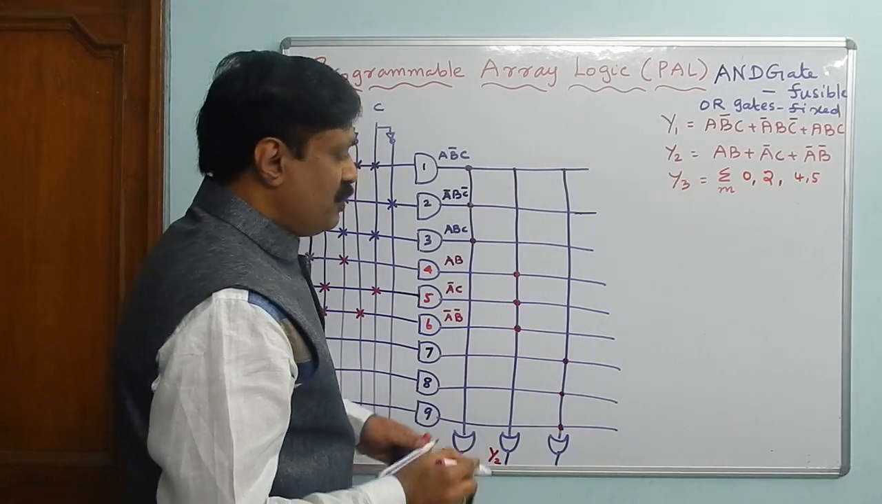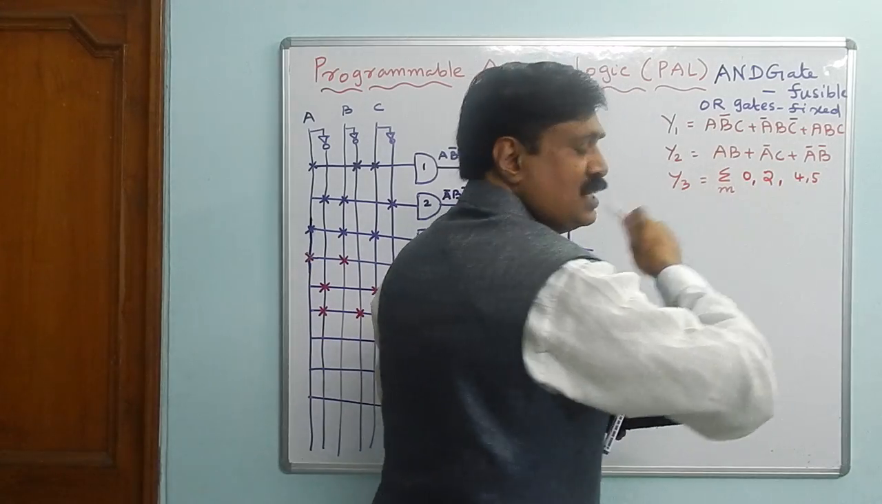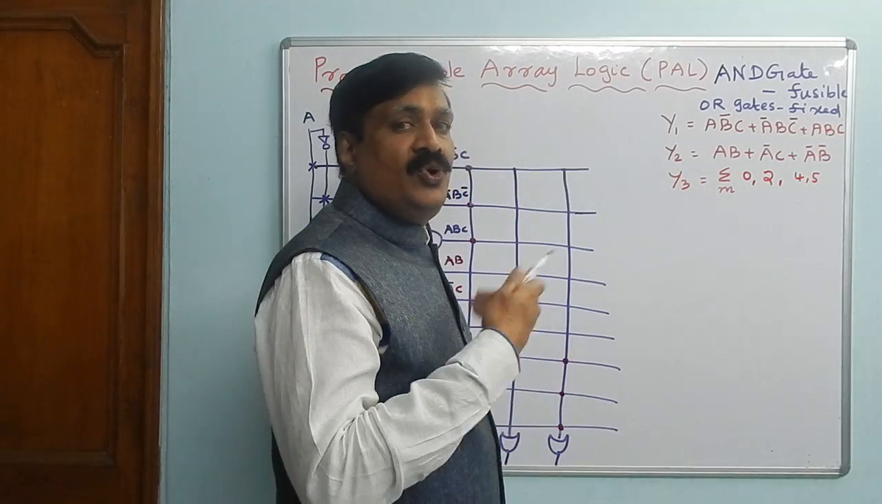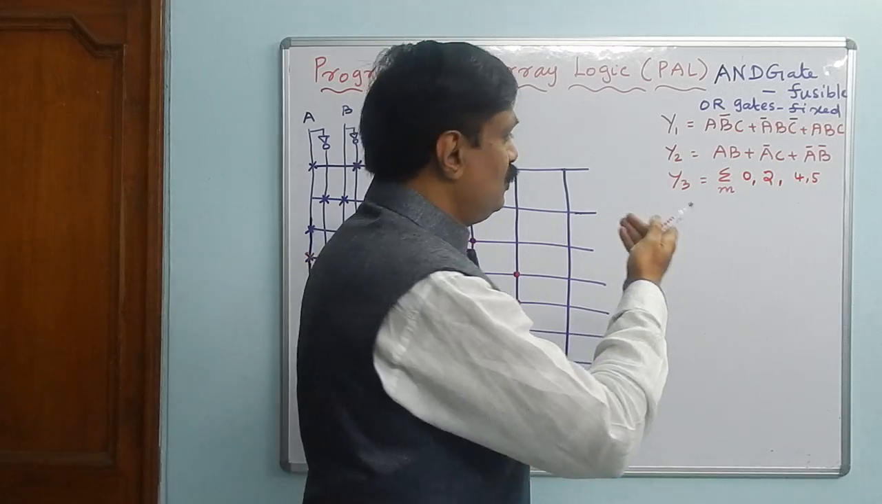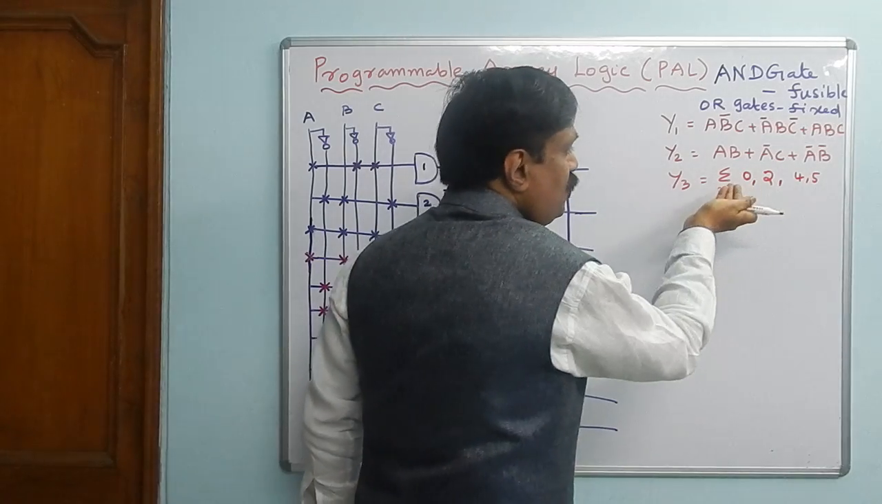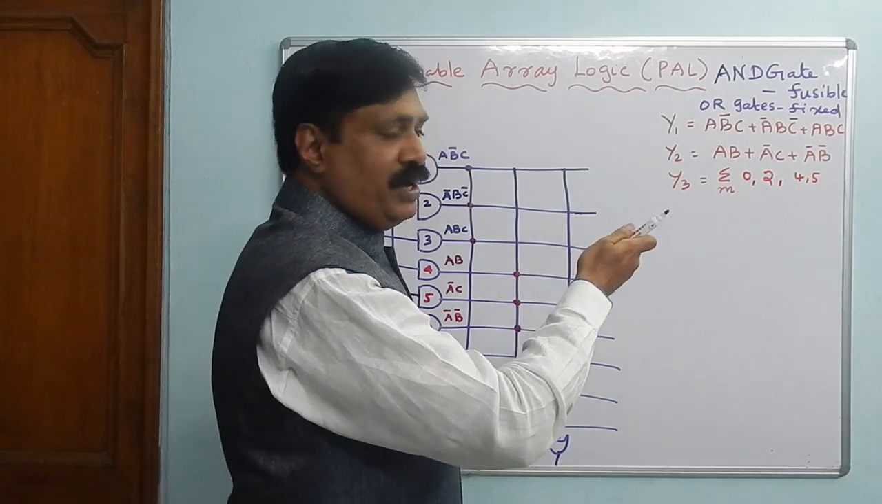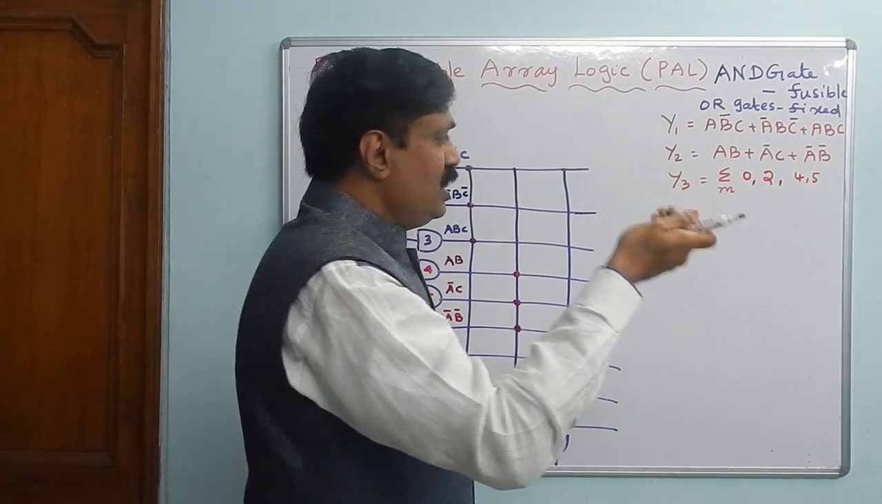And for the third equation, here the variables are given: A bar, B bar, A, B, C, like this. Here min terms are given. Therefore, you have to find out what all the min terms are. Instead of numbers, you have to find the variables A, B, C or A bar, B bar, C, like this.